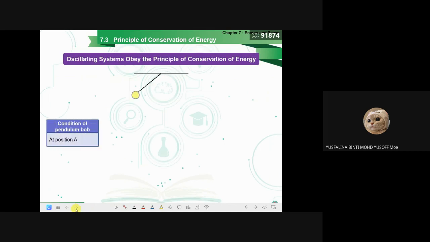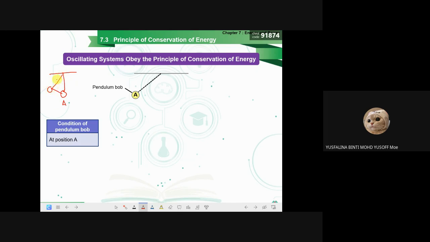So the oscillating system obeys the principle of conservation of energy. Let's see the pendulum bob. If you try to oscillate the pendulum bob, we start from here first. At this point, there is no energy being applied to the system. Let's say this is pendulum A. Then I lift up the pendulum to a certain position, so I lift it up until here.